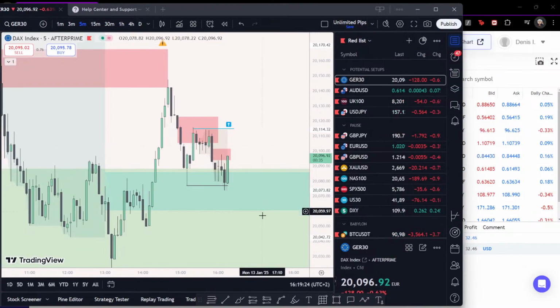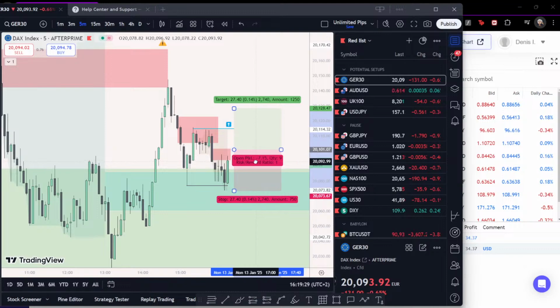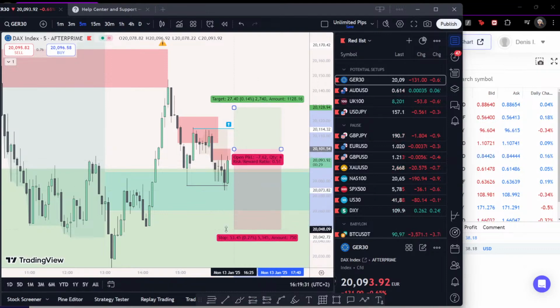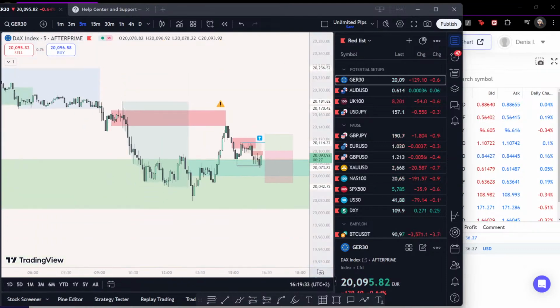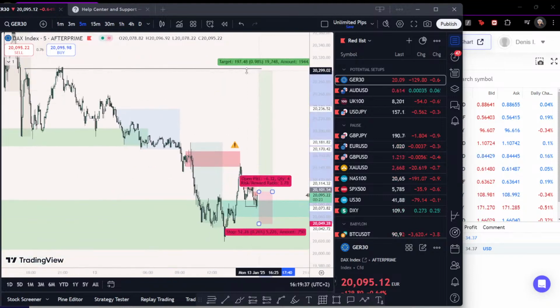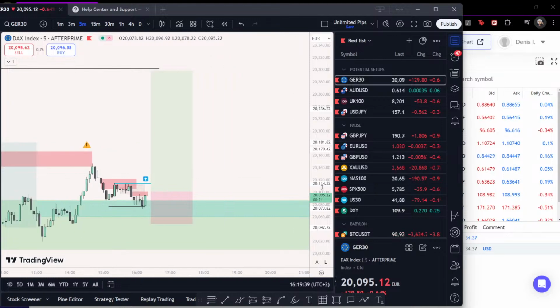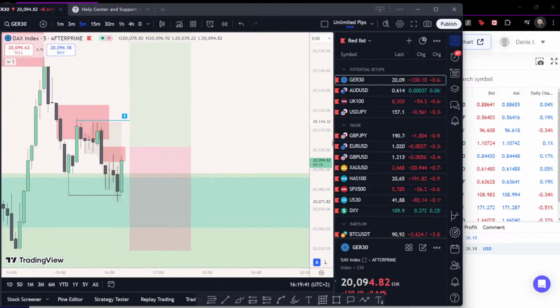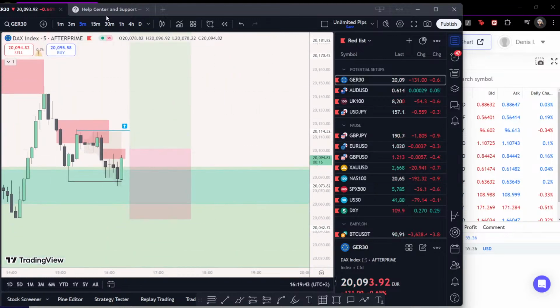You will have a pretty decent RR here because we're probably going to take our entry around this stop loss, maybe below here for extra safety, and the main target will probably be here, like a 3.7. Similar to USD JPY.